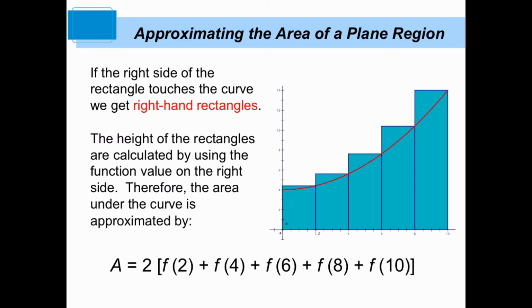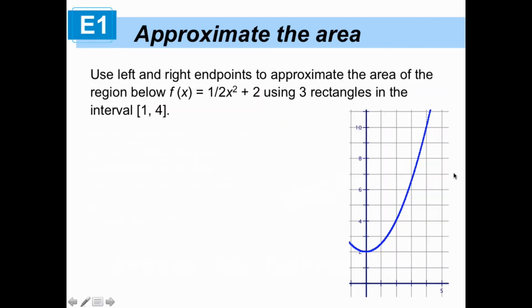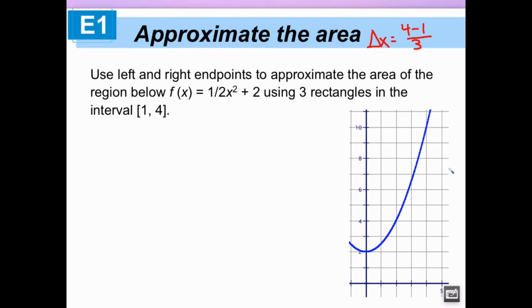We good so far? That's the first two: left-hand rectangles and right-hand rectangles. So you'll always go up the left-hand or the right-hand side, depending on which one you're using. So let's look at this example. I've got a little curve there, 1/2 x squared plus 2, and I want to use 3 rectangles in the interval from 1 to 4. Question number 1, what's delta x? It's 4 minus 1 over 3. Starting at 1, ending at 4, breaking it into 3 rectangles.